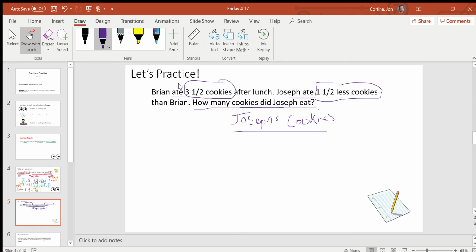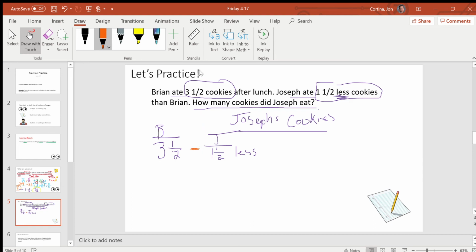It tells us how many cookies Brian ate. Brian ate 3.5. Joseph, however, ate 1.5 less cookies than Brian. So this is telling us that he didn't eat 1.5 cookies. It says he ate 1.5 less. So whenever you see that word less, what should we be doing? Adding or subtracting? That's right, we're going to subtract. Less than means we subtract.